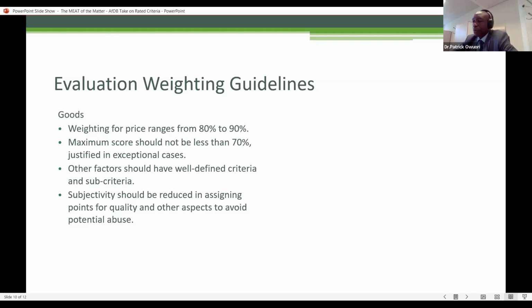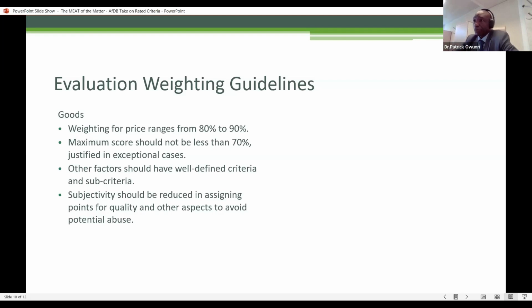We advocate to have very well-defined criteria and sub-criteria. Certainly not too many criteria and sub-criteria. So main criteria shouldn't be more than 5 critical areas, similar to sub-criteria, to avoid having these tiny little scoring systems that tend to look like small pass-fail criteria. Then reducing the criteria by assigning points for quality and other aspects to avoid potential abuse.